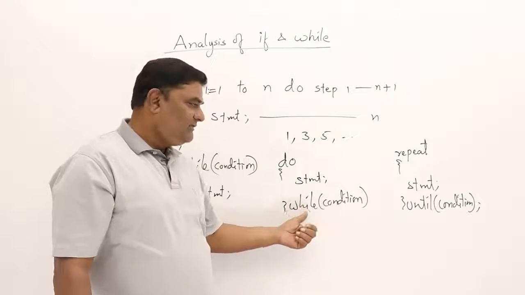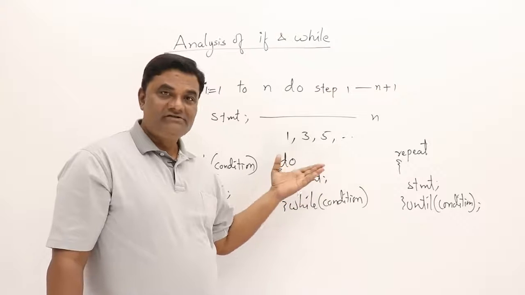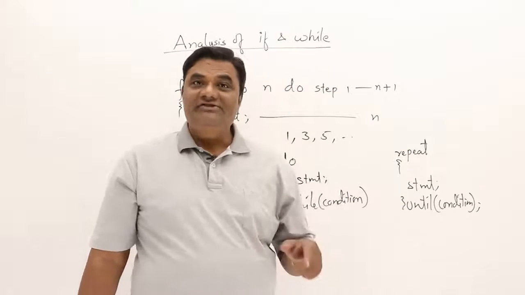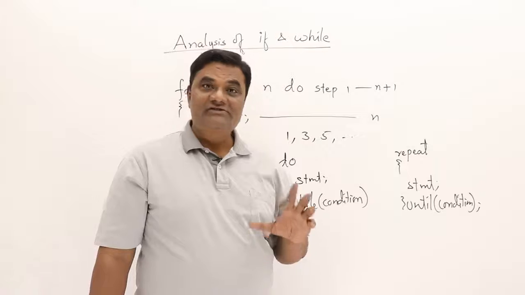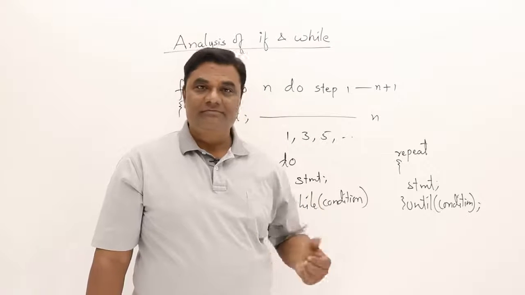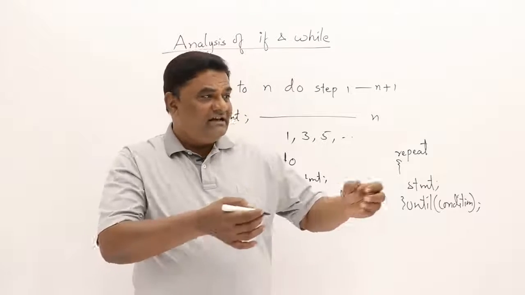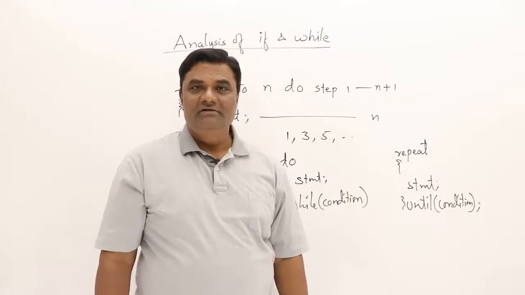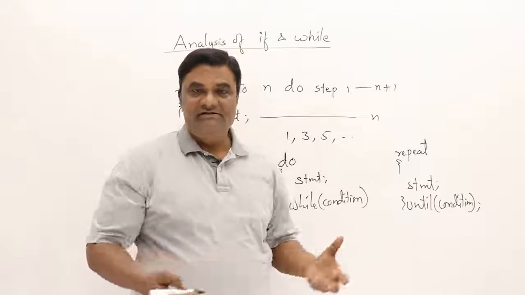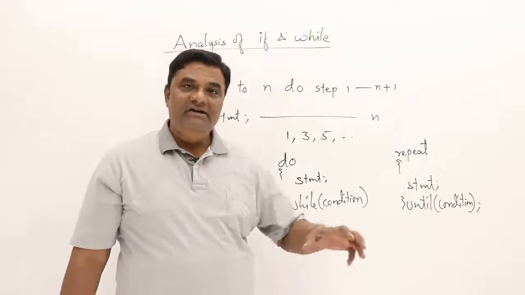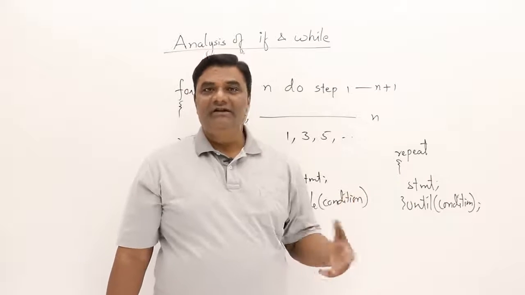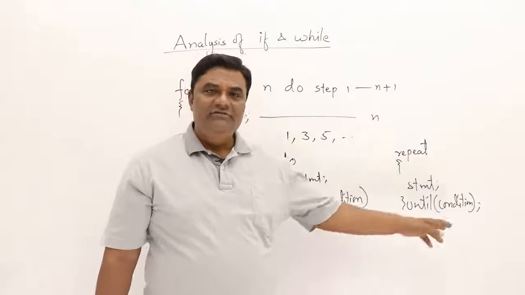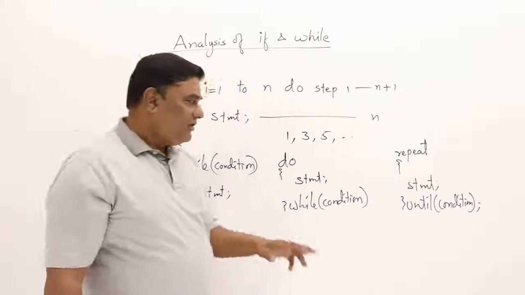How? Do while will execute as long as the condition is true. Repeat until will execute as long as the condition is false. It will stop when the condition becomes true. Do this until this happens. So if you take an English sentence, repeat until this happens, if it happens, you have to stop. If it is not happening, you have to go on continuing. So that's the difference between them.